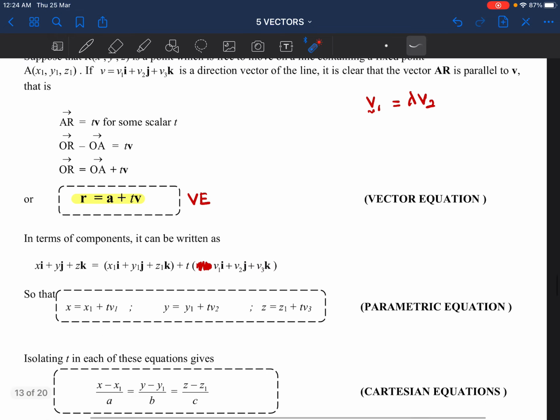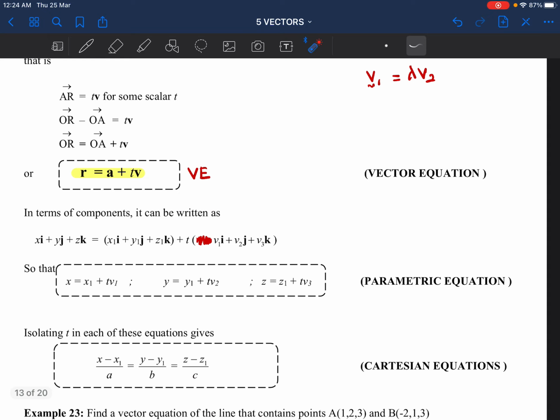So apa yang kita boleh buat dekat sini, kita boleh samakan dia. So basically X is equals to X1 plus TV1. And next is Y equals to Y1 plus TV2. And last one kita ada Z equals to Z1 plus TV3. Okay. So the second equation yang kita dapat ni ialah kita panggil dia sebagai parametric equation. So ingat parametric equation dia mestilah X, Y, Z sebagai subjek kita.